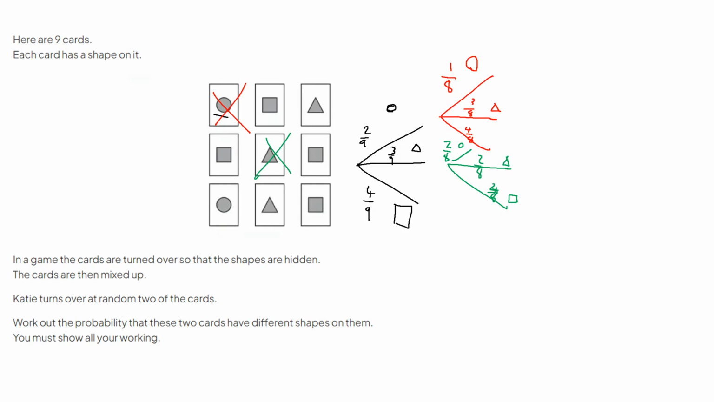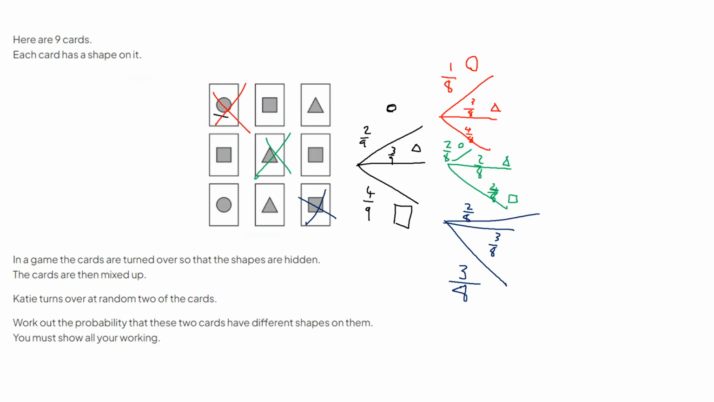And as you would probably guess, for this last one, we take away a square. This is going to be 3/8. Okay, this is going to be 3/8 as well, because there's only 3 triangles. And this is going to be 2/8.